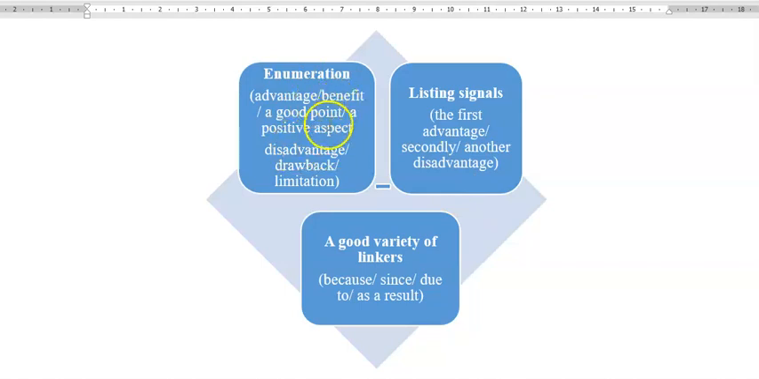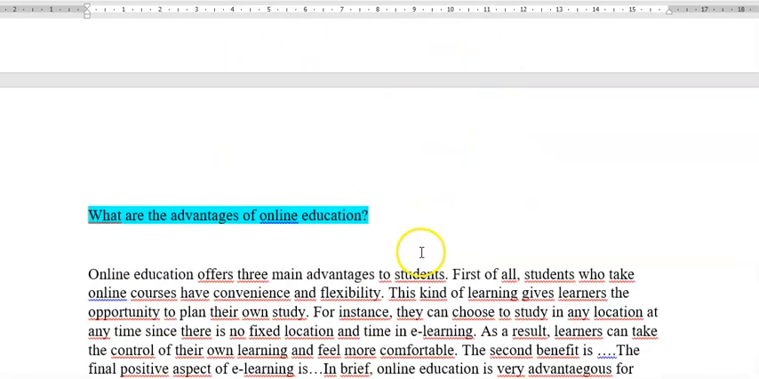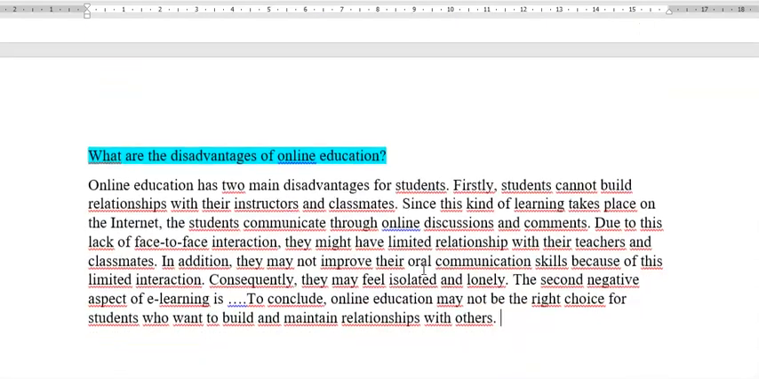benefit, a positive aspect, and also listing signals by showing that where we are. So the first advantage or the final positive aspect, and also we try to use a good variety of linkers to show the relationship between words and the sentences.